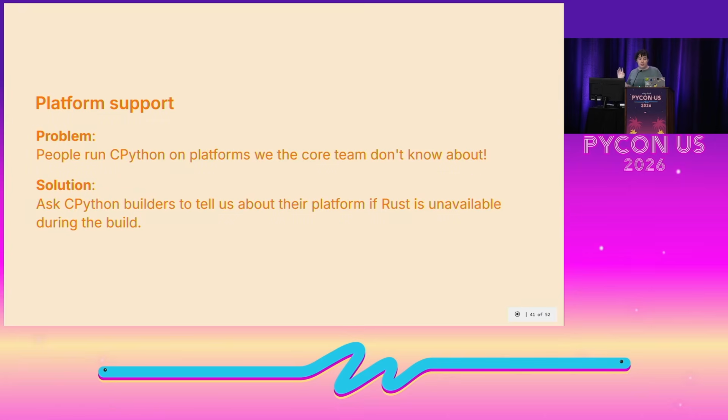So I want to briefly revisit concerns with Rust. The first is platform support. And the problem is, people may run Python on platforms Rust doesn't support. There are several that I'm aware of, but there are people who run Python on plenty of platforms we don't know about. And so the only way to tell is to put Rust in Python and see if people say, hey, this doesn't work for me. And so the hope is that users of Python will say, hey, I can't build Python with Rust. And then we can work with them to figure out a solution.